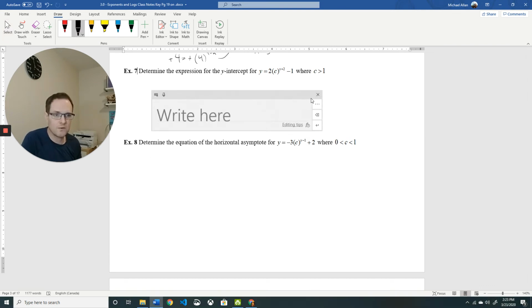To find that y-intercept, we make x equal to 0, and then we just do the math.